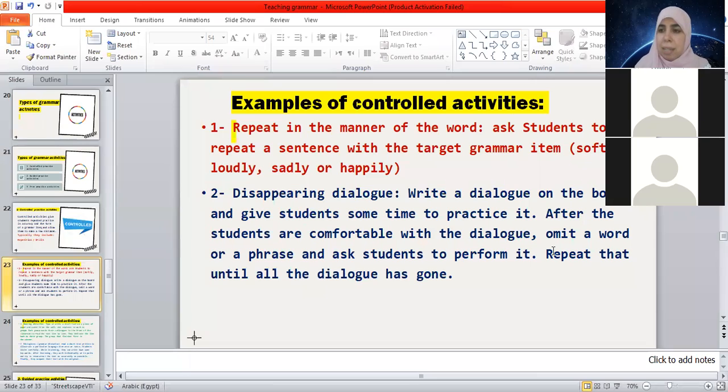But they have to practice the same dialogue which was written, okay? So this is a controlled activity. So students don't have a choice or opportunity to change the dialogue, okay? This is number 2. Let's move to number 3.